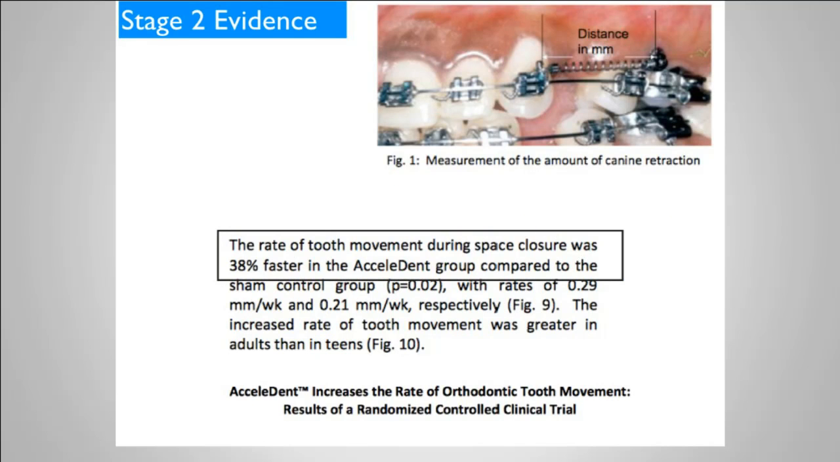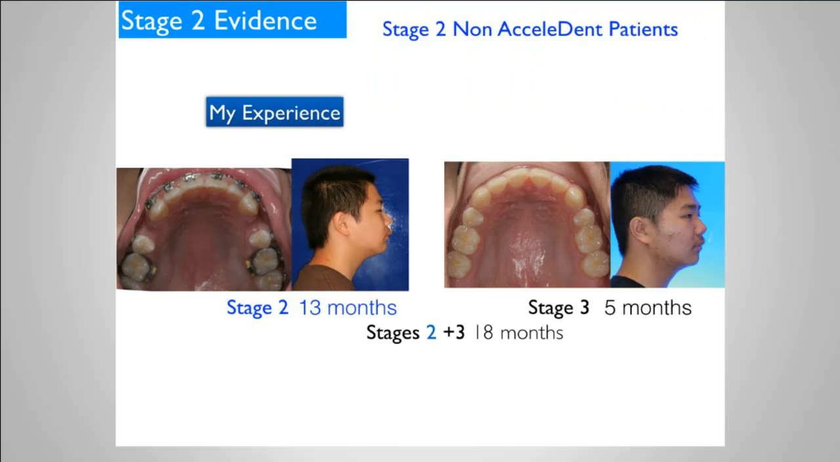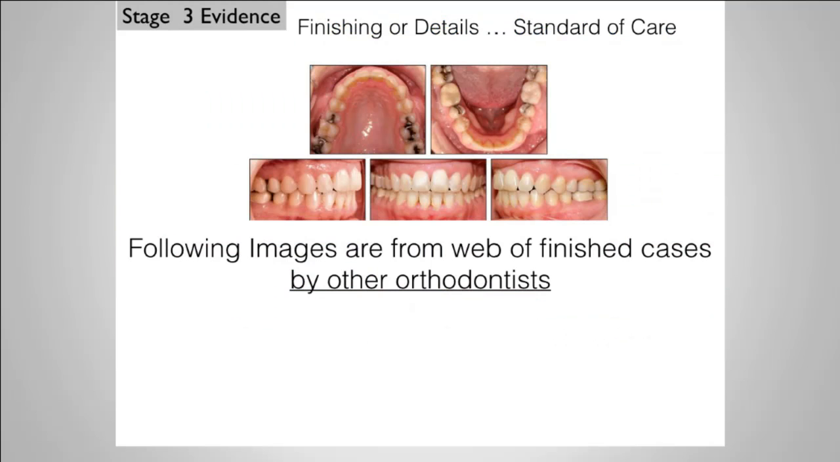Stage 2 evidence: the rate of tooth movement during space closure, closing the anterior teeth against a TAD, was about 38% faster compared to the non-Excelerodent side. My clinical experience is that in this patient that you see, it took me 13 months to close that space using one-way mechanics with an anchor system to hold the molars in place, and then it took us another 5 months to finish it. So stage 2 took 13 months of full space closure. Stage 3, 5 months. In combination, it took 18 months.